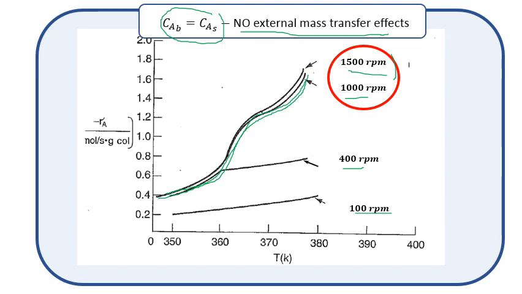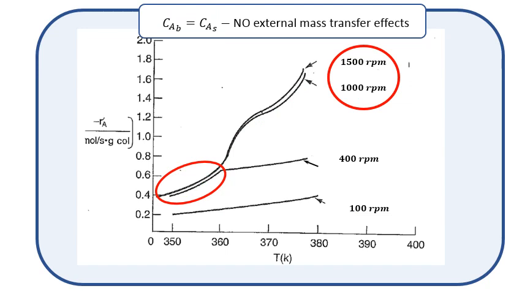There's another region where that is true, and it is at the low temperatures for the 400 RPM stirrer speed. Here I can see that up to about 362 Kelvin, my rate line follows these two higher stirrer speed rate lines, and then it starts to deviate. So why does that deviation occur?